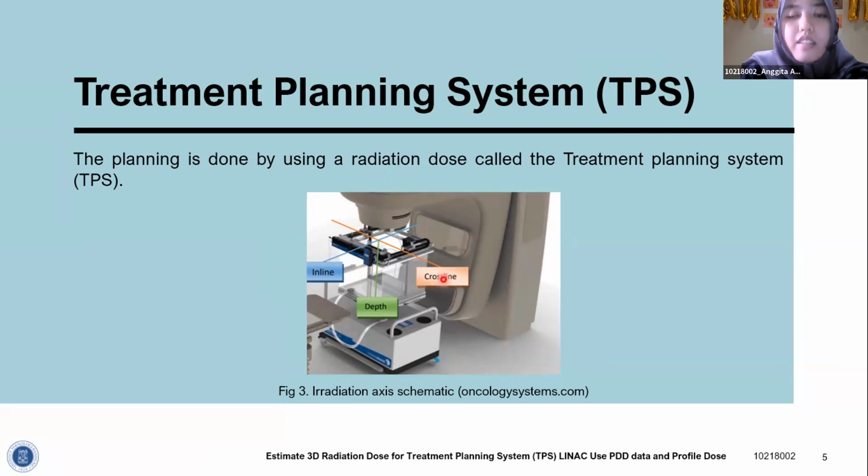There are cross line as the x-axis, inline as the y-axis, and the depth as the z-axis. Cross line and inline are the field area in the profile dose curve, whereas the depth value comes from the PDD curve. And then TPS will produce the beam set and the radiation dose distribution on the irradiation target.